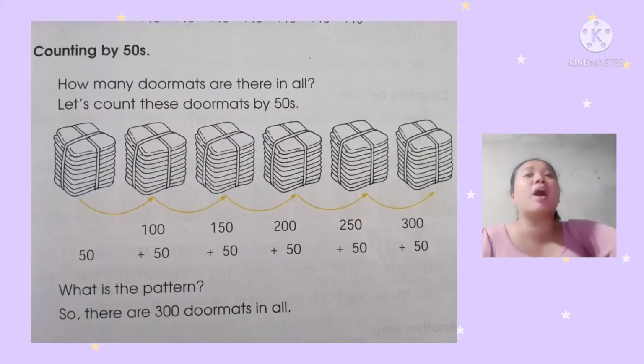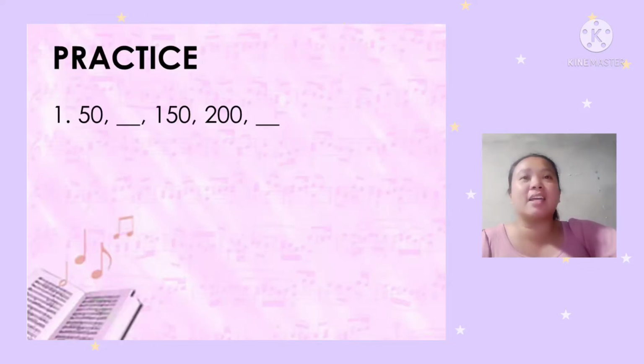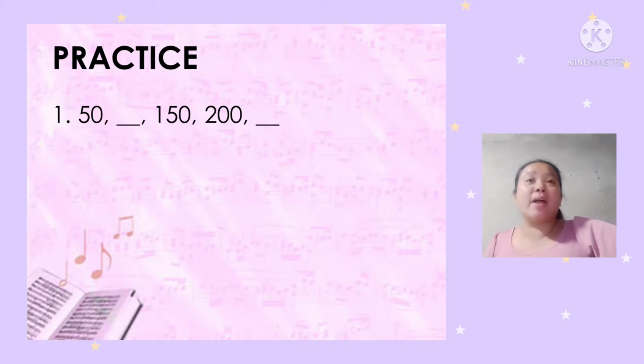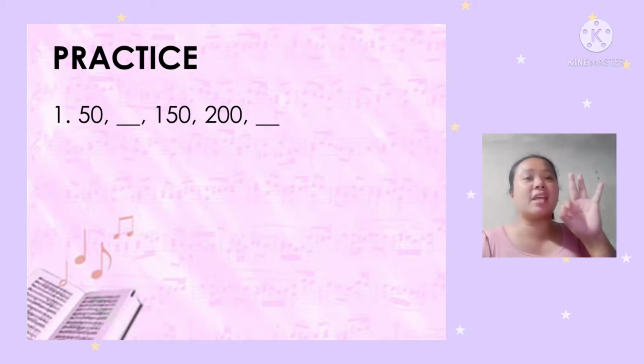Now let's go to our 50s. 50, 100, 150, 200, 250, 300. Okay? So let's practice. 50, blank, 150, 200, blank. What are the answers here? Ready? Think. 5, 4, 3, 2, 1. What is the answer? Can you please say it for this one?